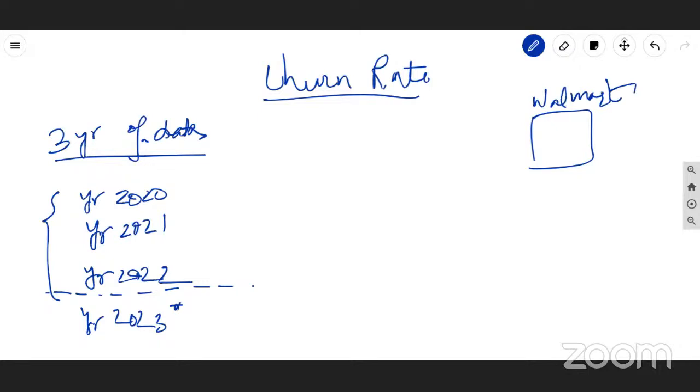Suddenly the customer stopped buying everything from Walmart. There could be many other reasons, but we don't know the reason because the customer is not visiting the store. Maybe he has shifted from that particular location or that particular city to another city.